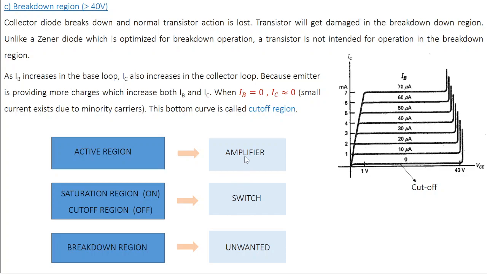So these are the 2 important applications of a transistor: 1 as an amplifier, 2 as a switch. Third one, breakdown region. This is an unwanted region. You should never operate in this region. So that's about the input and output characteristics of a common emitter configuration. In the next class, we will discuss in detail the amplification of a common emitter configuration.